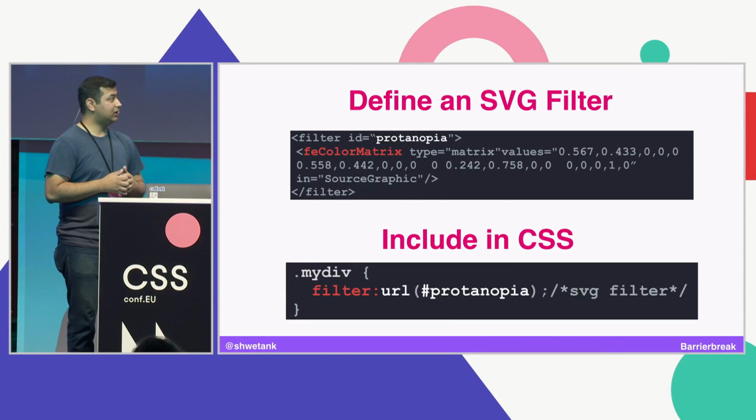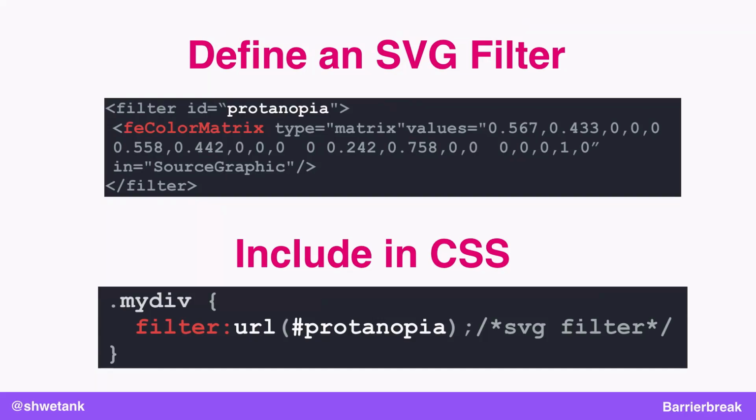You can define an SVG color filter over here, color matrix filter. So in the SVG, you can say filter ID is equal to whatever, and then FE color matrix, type is equal to matrix, and values, you can write out all the values, comma separated. In the CSS, it's as simple as saying filter: url(#whatever).